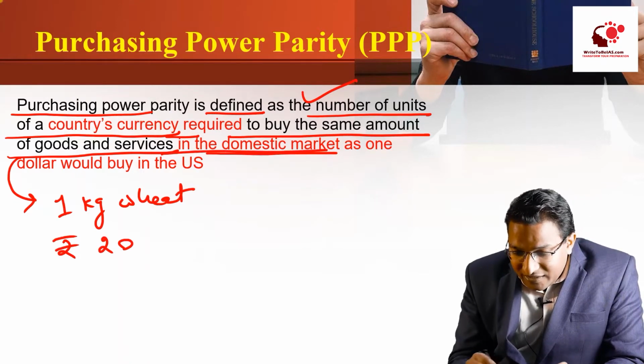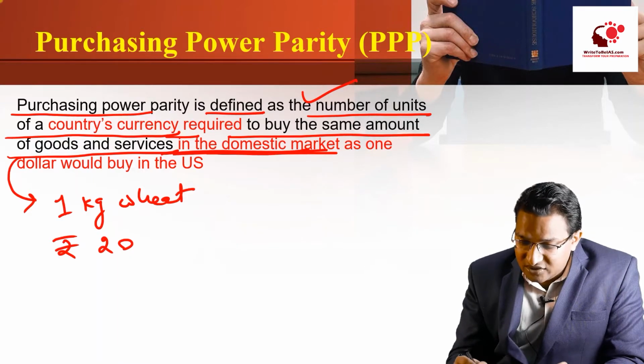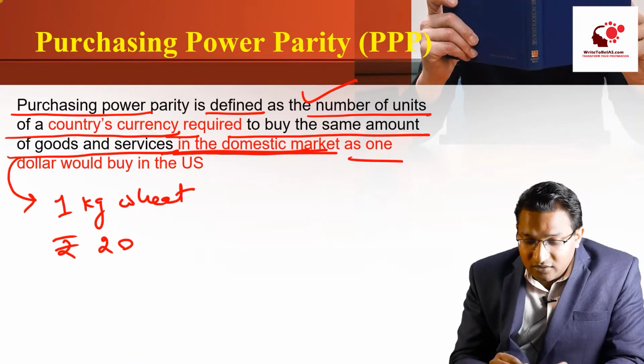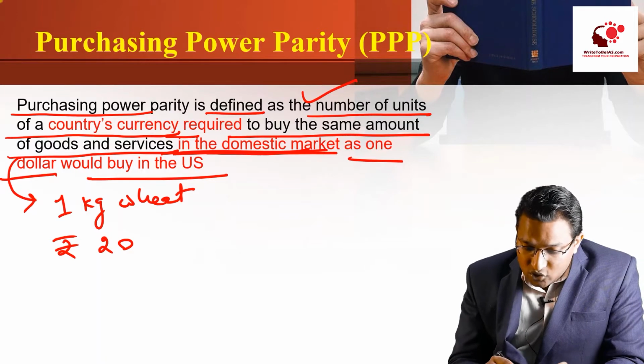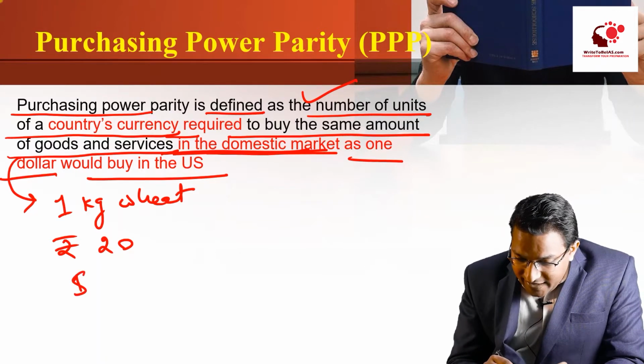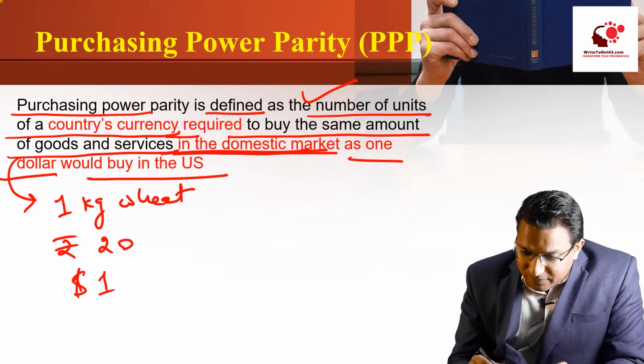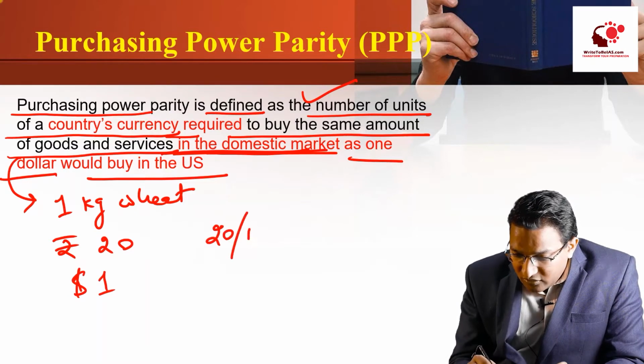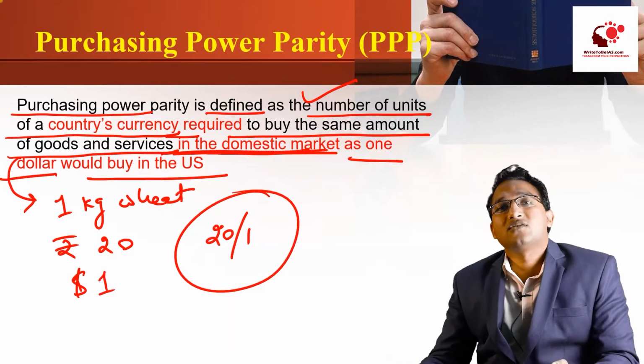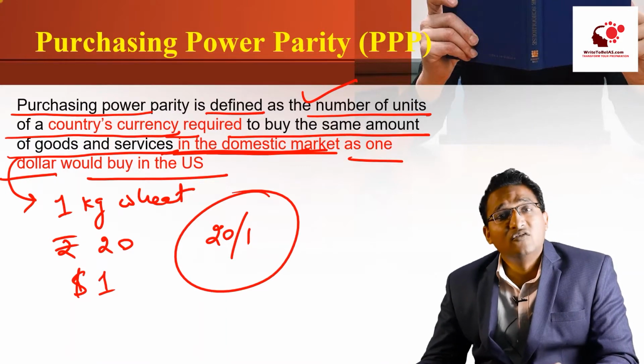So if we are buying from India, it is 20 rupees for 1 kg of wheat, as $1 would buy in the USA. So this $1 will buy 1 kg definitely. So how much is the purchasing power parity? 20 upon 1. So this is the definition, and you can see from our example this definition also.